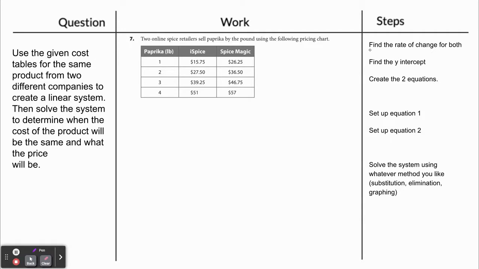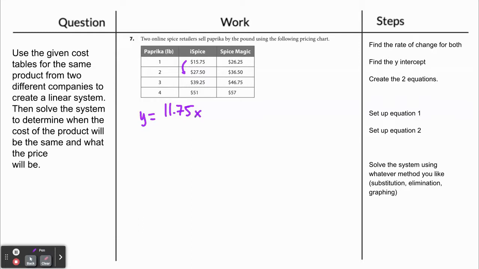And the way we're going to do that is I'm actually going to see what the rate of change is. So how much it is increasing each time we add another pound. So in this first one here, if we do a little bit of subtraction, we'll find out that iSpice is going up $11.75 every pound. So for the first equation here, I know that my rate of change, also known as my slope, is going to be 11.75.